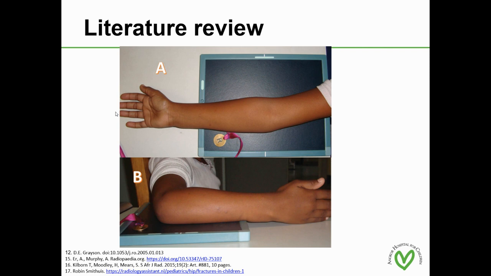So this picture shows how we do the elbow X-ray. A shows how we do the AP view of the elbow, and B shows how we do the lateral elbow X-ray.